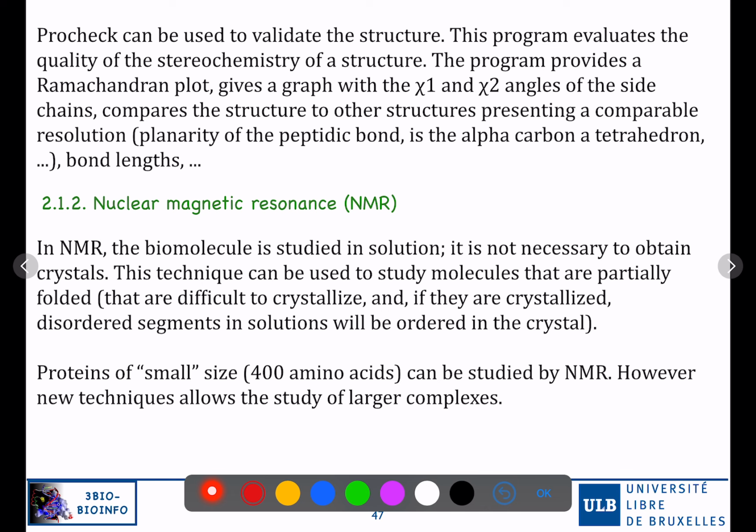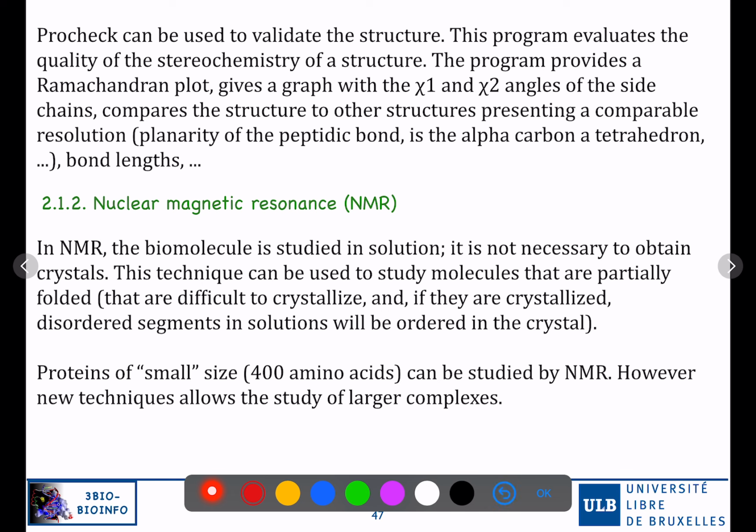But you also have some disadvantages in the case of NMR, in the sense that it's possible in general to study only small size proteins, typically 400, 500 amino acids. There exist techniques that can be used to study larger molecules, larger complexes, but these techniques are quite difficult to proceed.